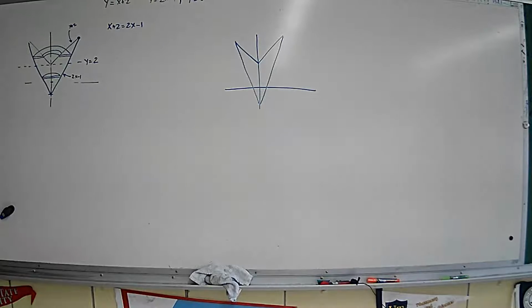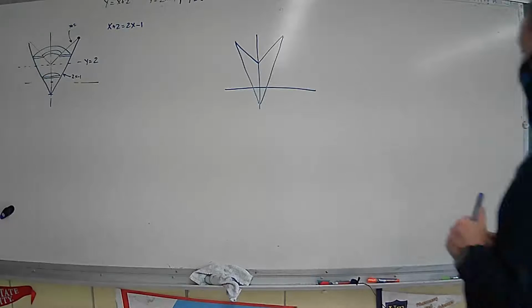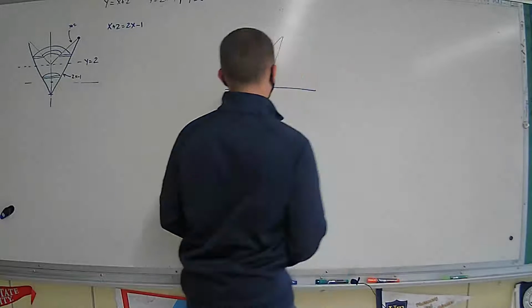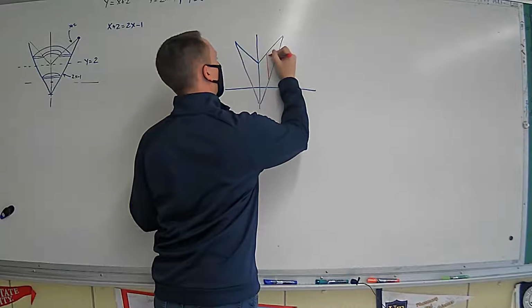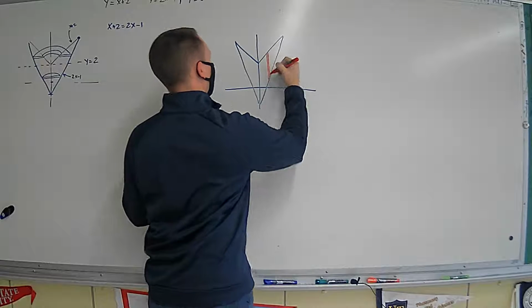So, what would happen if, instead of drawing that rectangle that we always draw horizontally, what would happen if we drew that rectangle vertically? Okay? Like that.